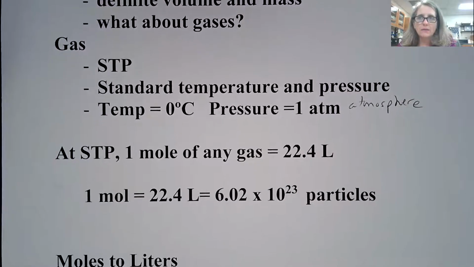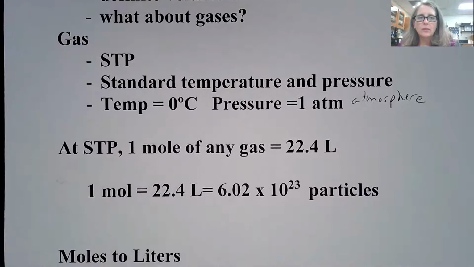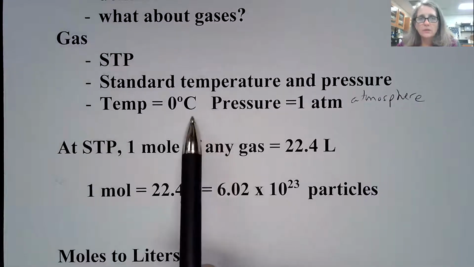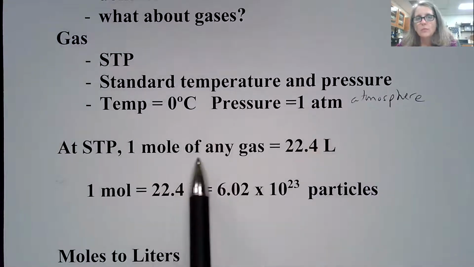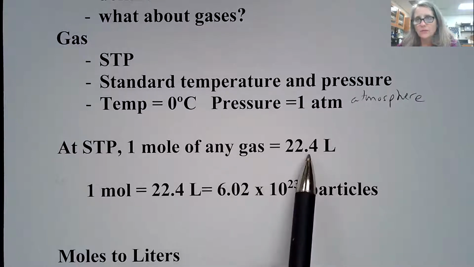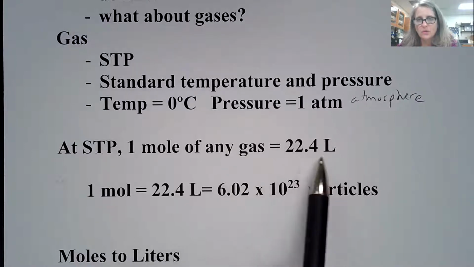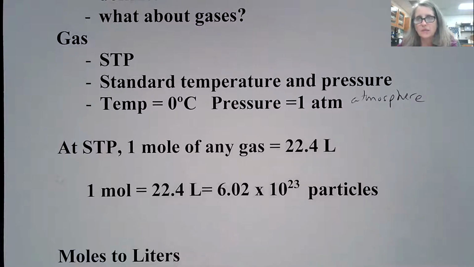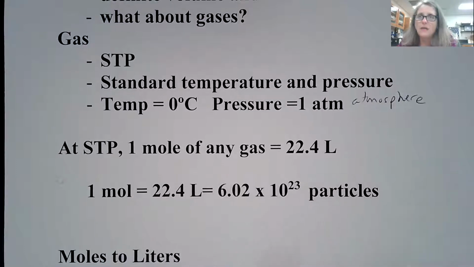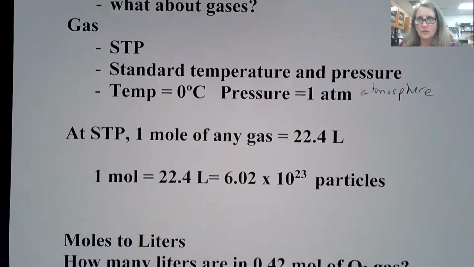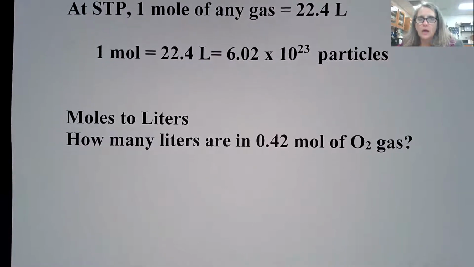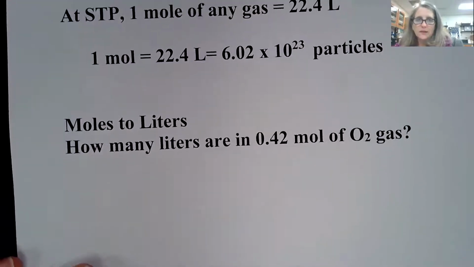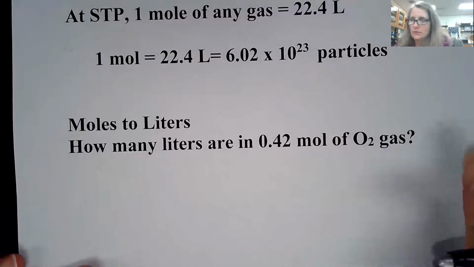So what Avogadro and other scientists figured out pretty quickly is at this 0 degrees Celsius and 1 atmosphere pressure, 1 mole of any gas happened to fill up a particular volume of 22.4 liters. So this is going to be a standard that we're going to use, kind of like 6.02 times 10 to the 23rd. So 1 mole is equal to 22.4 liters is equal to 6.02 times 10 to the 23 particles, no matter what gas it happens to be. So I'm going to show you a set of calculations with this, but it's a pretty straightforward calculation because of the fact that it's always going to be 22.4 liters.